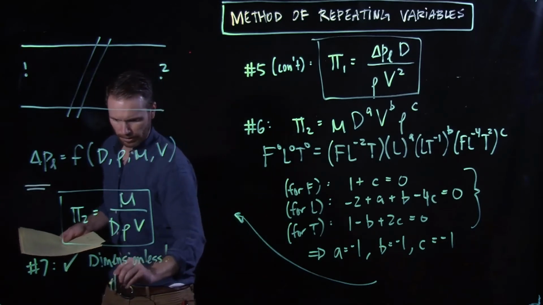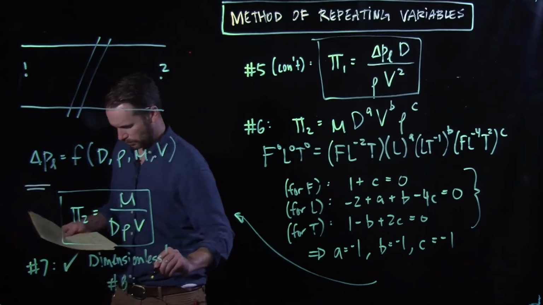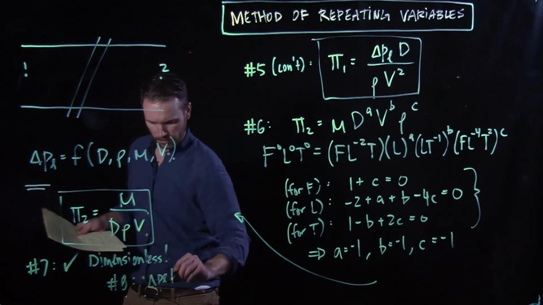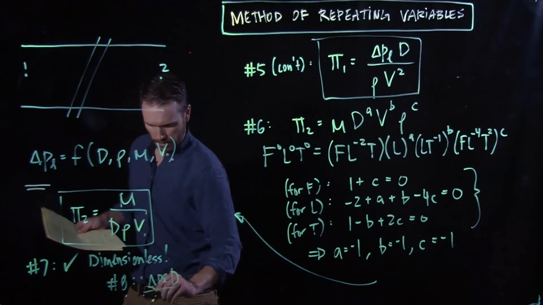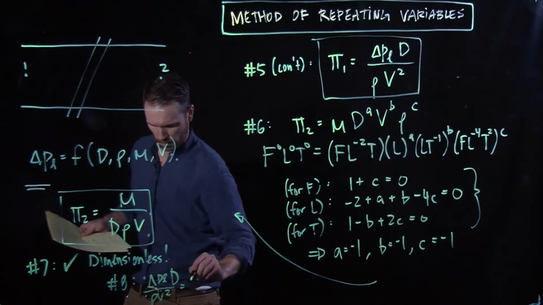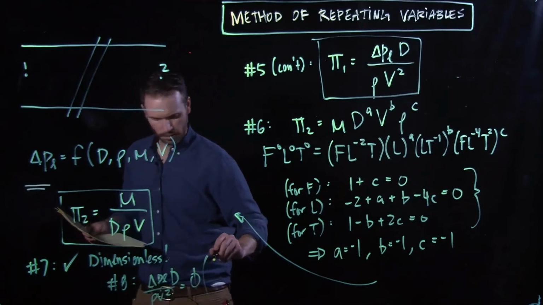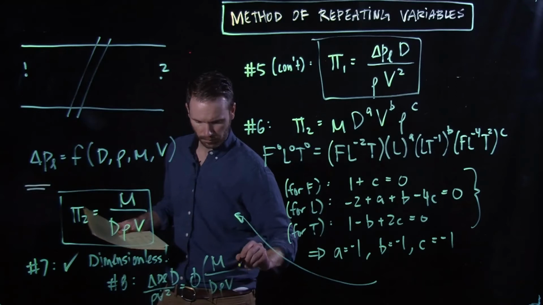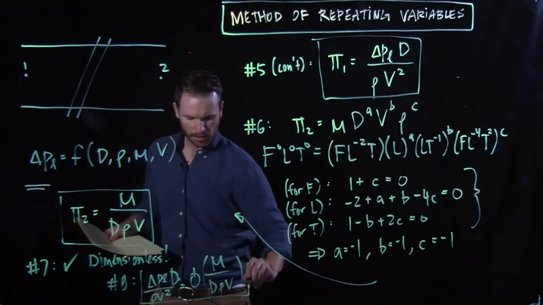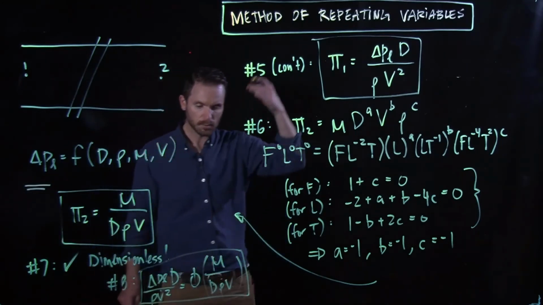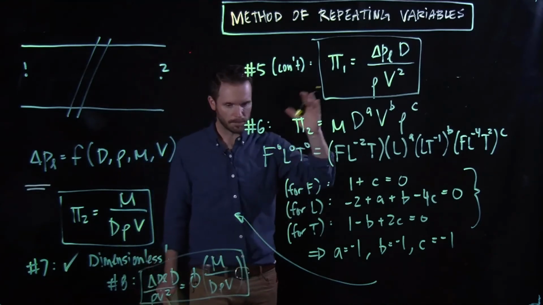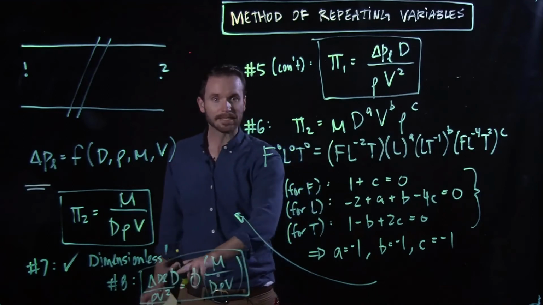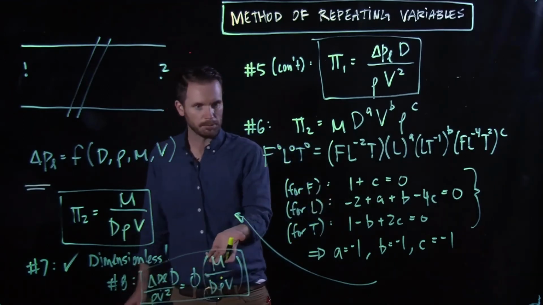And step number 8, choosing my dependent variable, pi 1 is some function of mu over d rho v. Right? And so now I've gone through dimensional analysis. I've used the method of repeating variables to go from my variables that influence this, to go from this point to be able to get to this point. So instead of just handing it to you, I'm able to determine this.